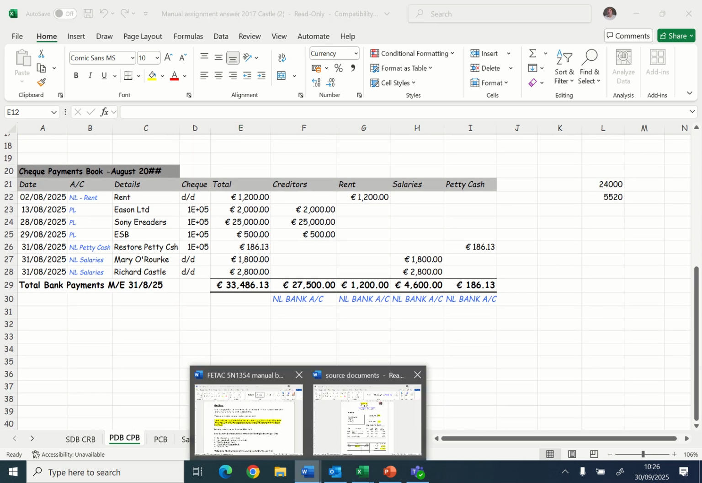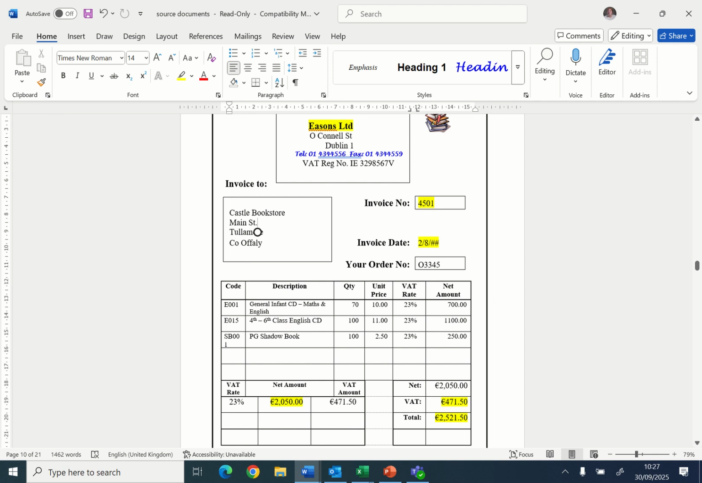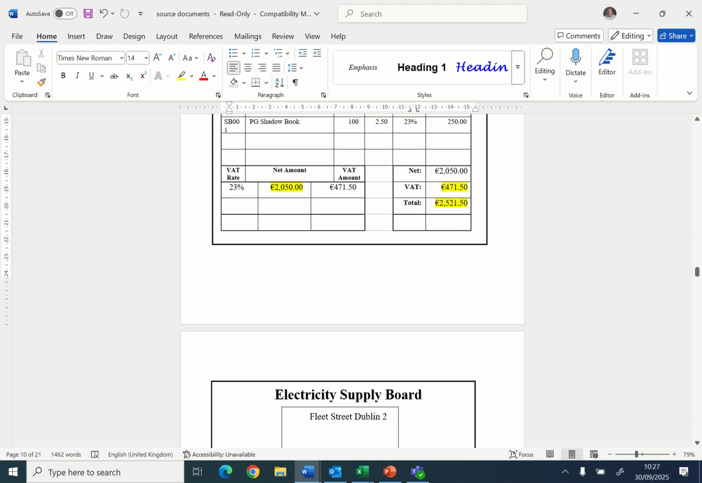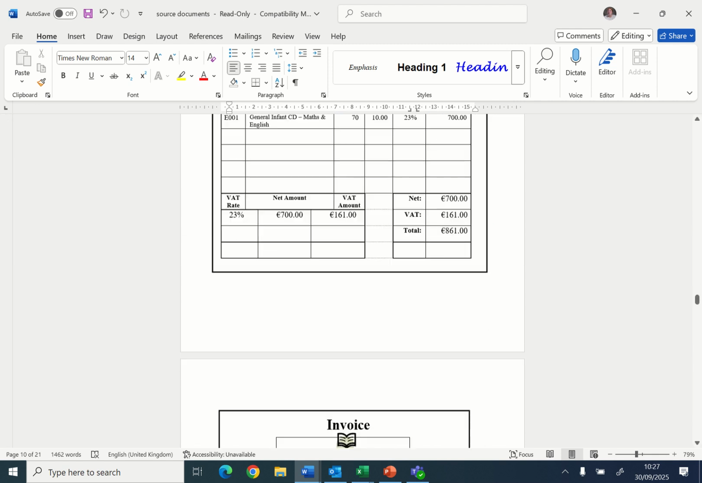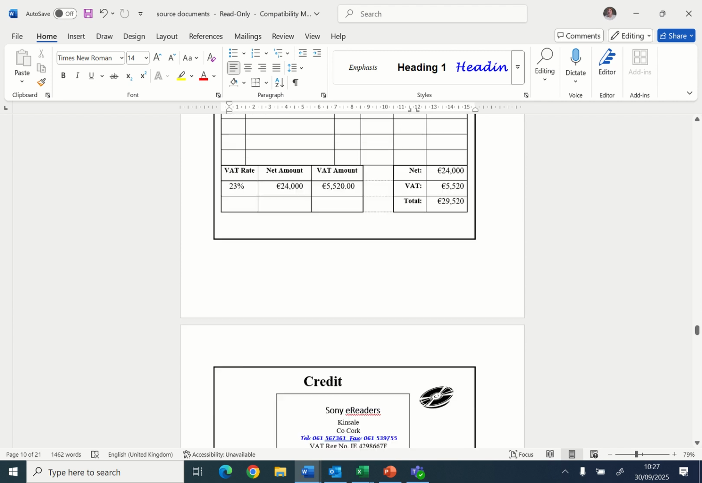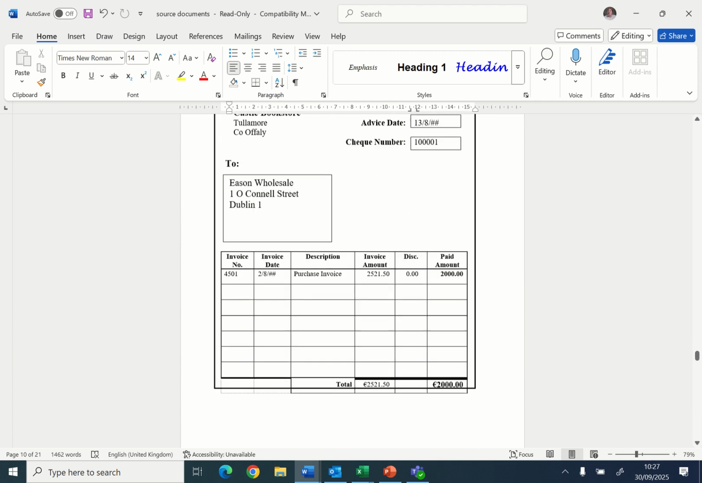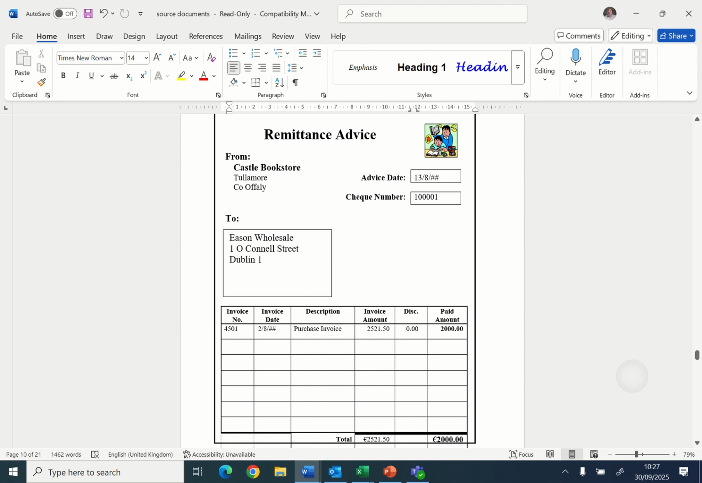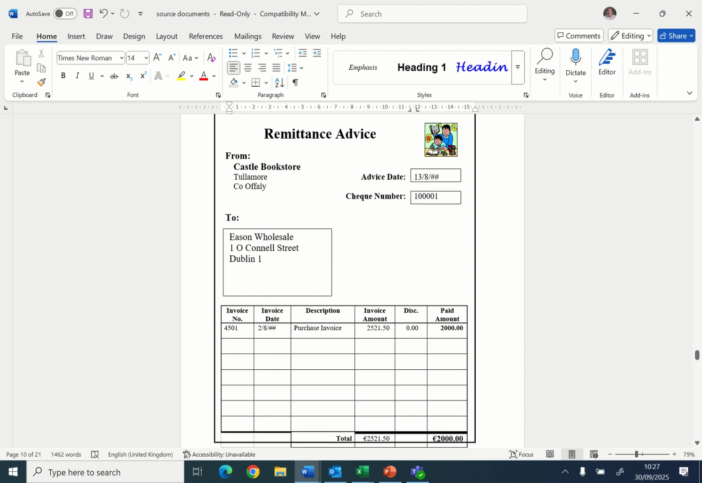Okay, so next we move on to the cash payments book. So the cash or check payments book is the expenditure side of our bank account. So it's looking at payments that we made during the course of the month. So we have two sources of information for these payments.